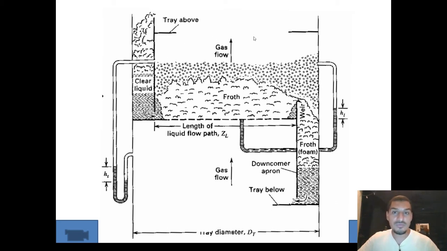There should be enough spacing between the trays so that any liquid that is entrained with the gas falls back to the tray. So we have only gas going from the bottom tray to the tray above it.